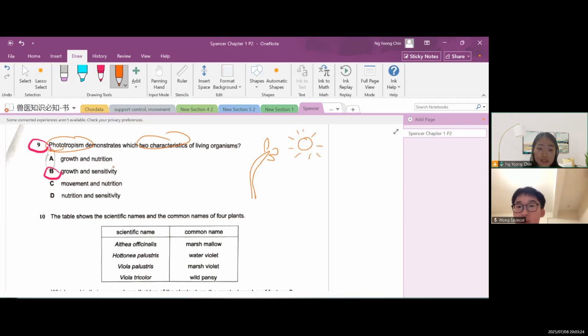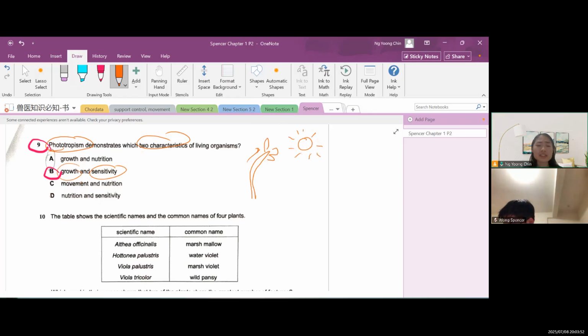So it's referred to as sensitivity, because the plant is very sensitive toward the sunlight, right? So it will grow toward that direction. And this is included in growth also. Because growth means what? Growth means they increase in length, increase in height, right? So in the plant, they are extending the length of their stem to grow toward the direction of the light. So the answer is B, okay?